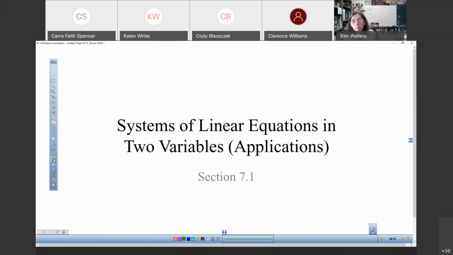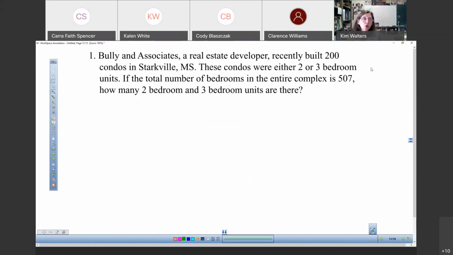So, okay. So the first one comes from looking at a problem where we've got two different types of condominium units. So Lilly and Associates is a real estate developer. They recently built 200 condominiums in Starkville. I mean, that's kind of what happens on a daily basis out here. I swear they're building them on a daily basis.